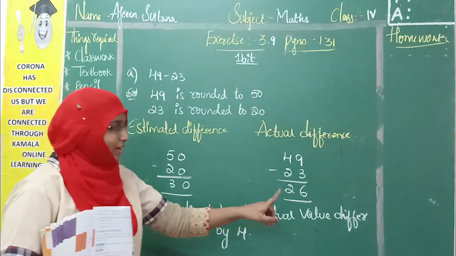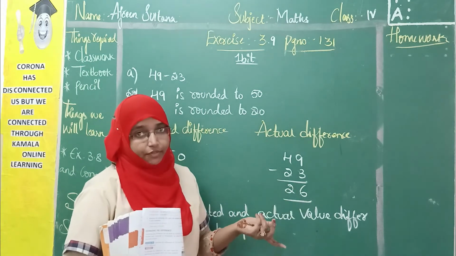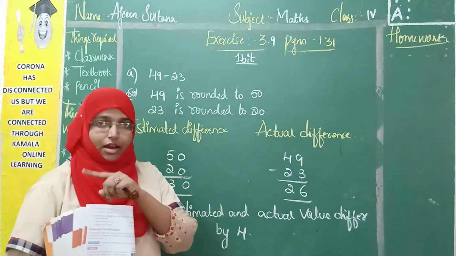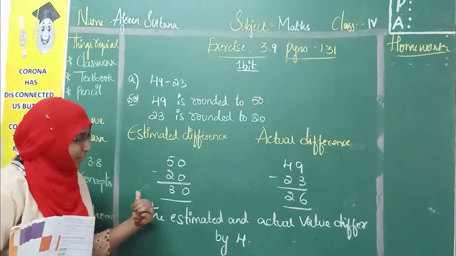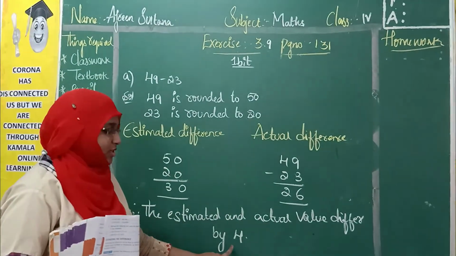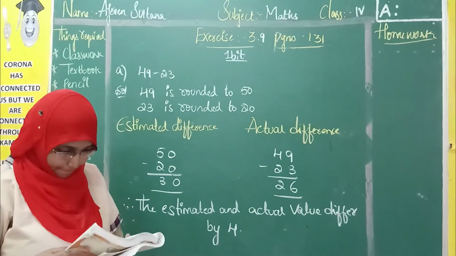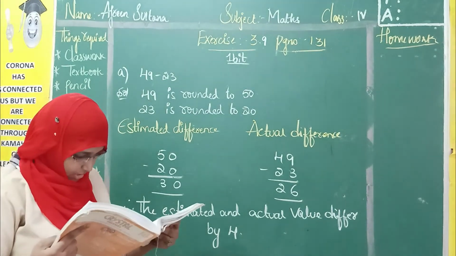Again we will compare 6 with 5. 6 is greater than 5, so we will round off to the right side, that is 30. So what answer did we get here? 30. Okay. So what is the difference between these two, actual and estimated? That is 4. Okay.